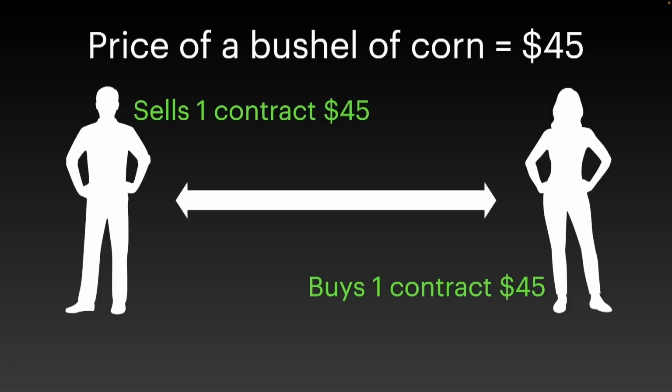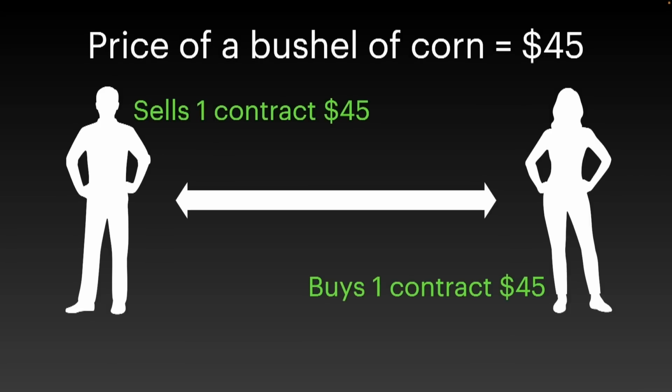So imagine that the price of a bushel of corn is $45, and this farmer sells one contract at 45 bucks, and the buyer buys one contract at 45 bucks. So the seller of the contract at 45 bucks expects the price of corn to go down. So they are trying to protect their crops. And the buyer of the contract thinks that the price of corn is going to go up, right?